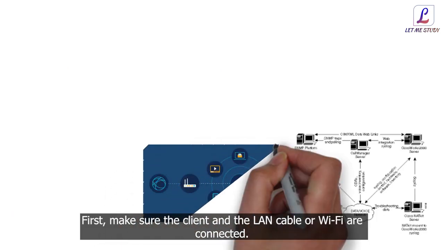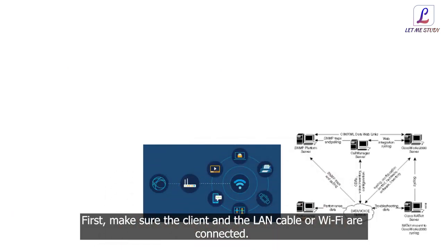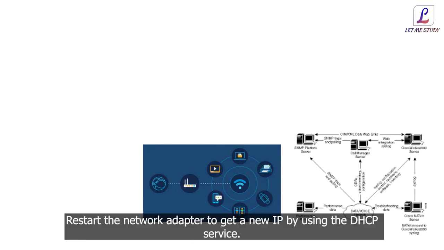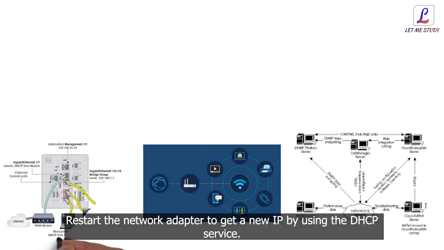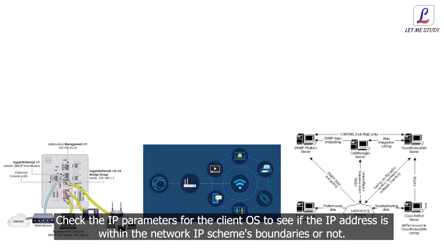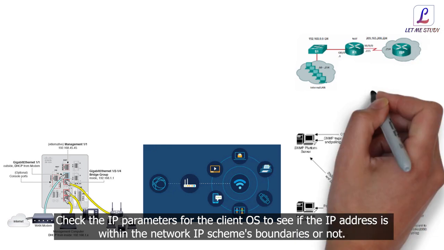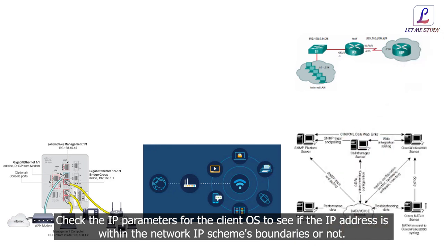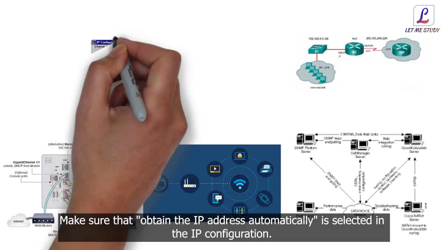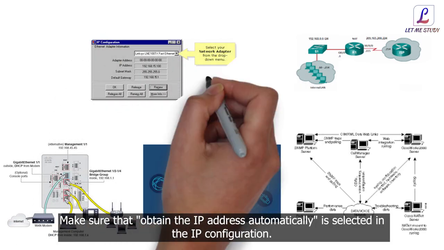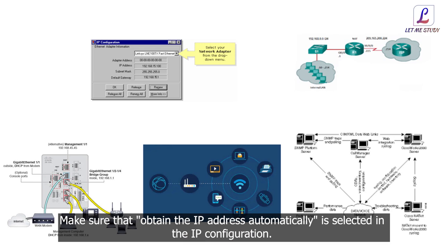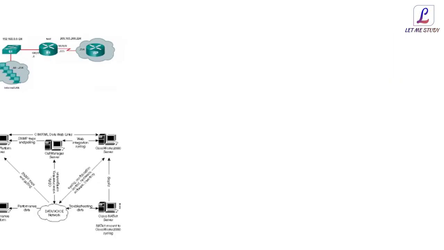First, make sure the client and the LAN cable or Wi-Fi are connected. Restart the network adapter to get a new IP by using the DHCP service. Check the IP parameters for the client OS to see if the IP address is within the network IP scheme's boundaries or not. Make sure that obtain the IP address automatically is selected in the IP configuration.